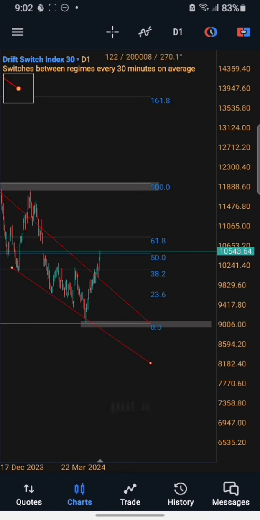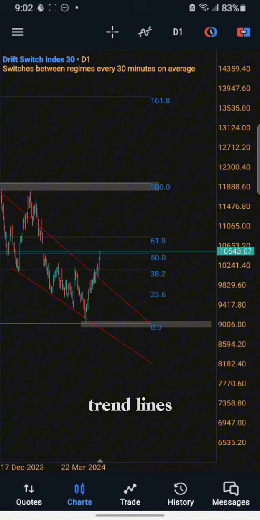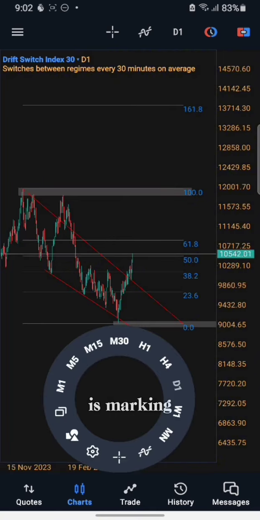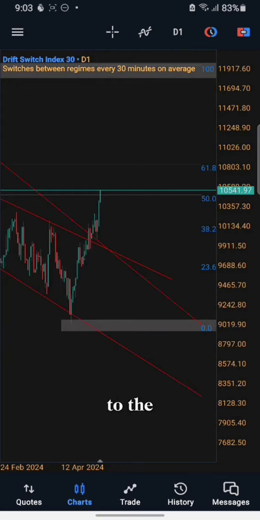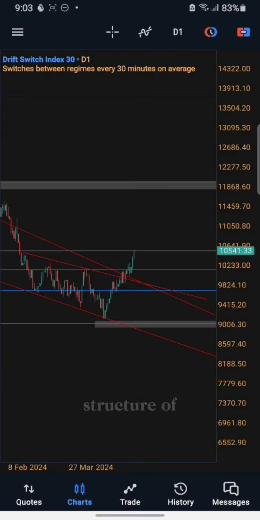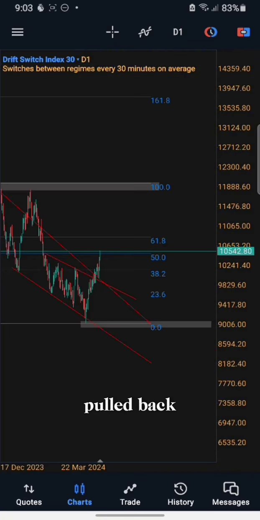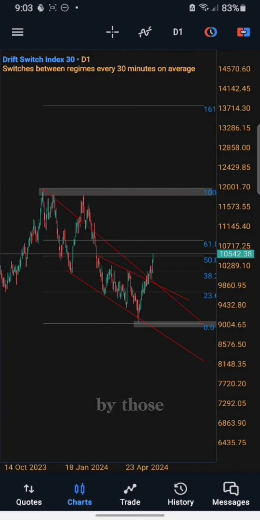And now we put a pair of trend lines. The first one is marking the trailing support, connecting the lower lows, and then we put the other one connecting the lower highs. As you can see, the market broke to the upside, breaking the structure of more of a bearish flag. After the breakout, the market pulled back and then continued going up, as marked by those bearish candles.